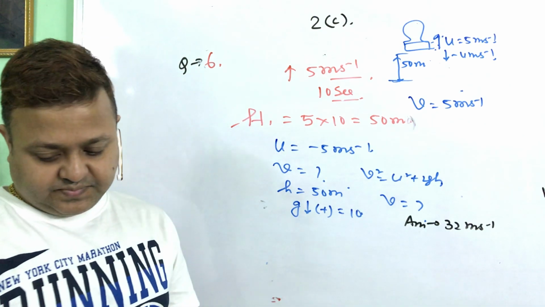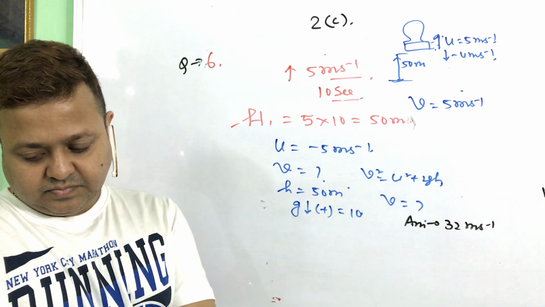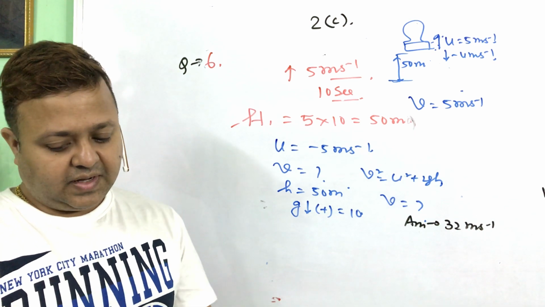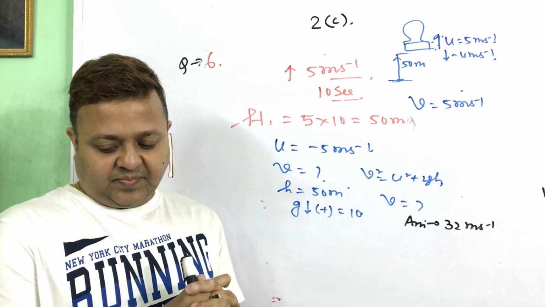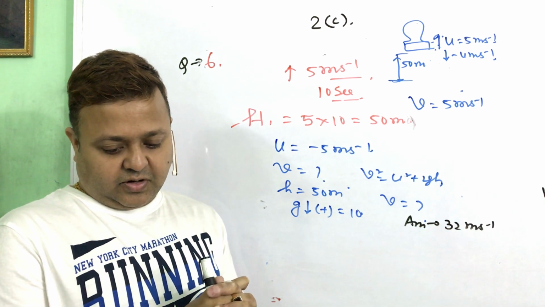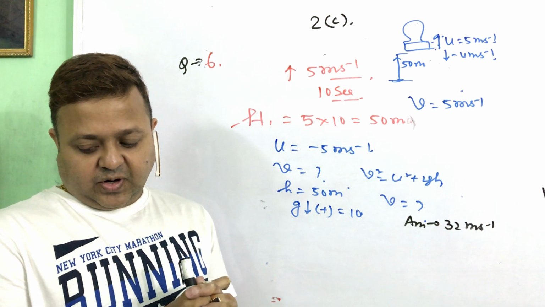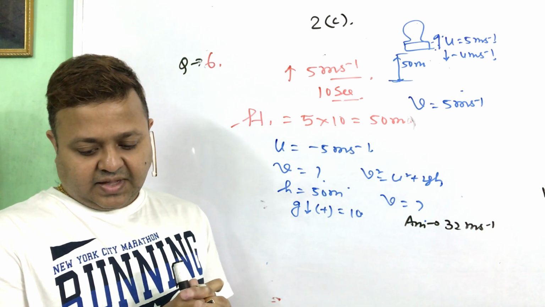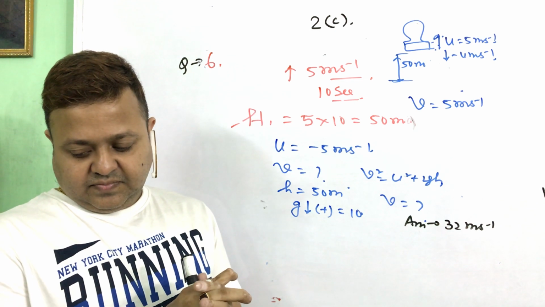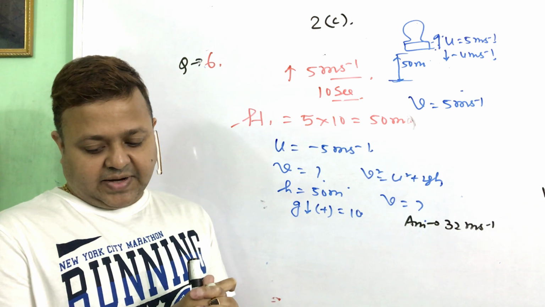Next, number 7. A ball is dropped from the roof of the building and reaches the ground in 5 seconds. If the ball is stopped after 3 seconds, and it is allowed to fall again, find the time taken by the ball to reach the ground for the remaining height.